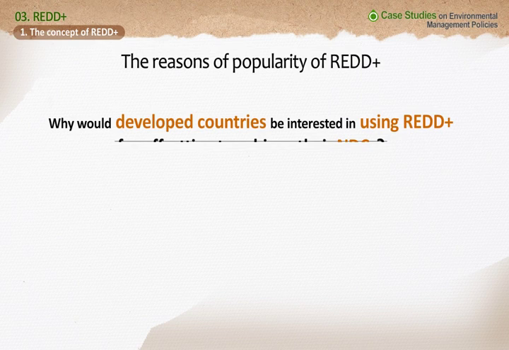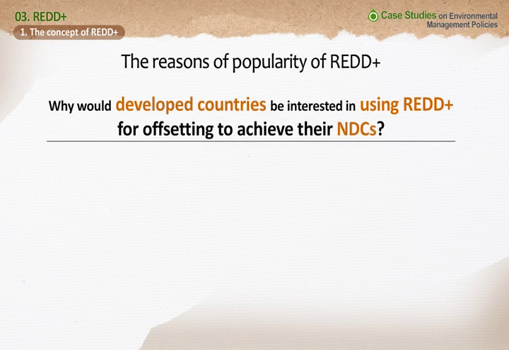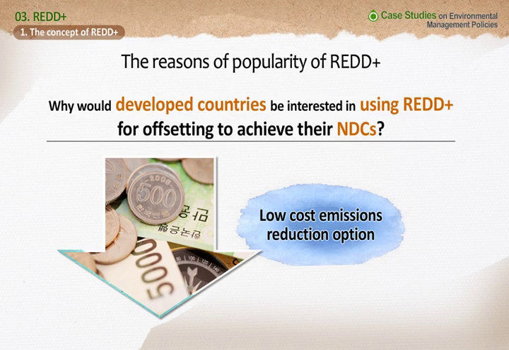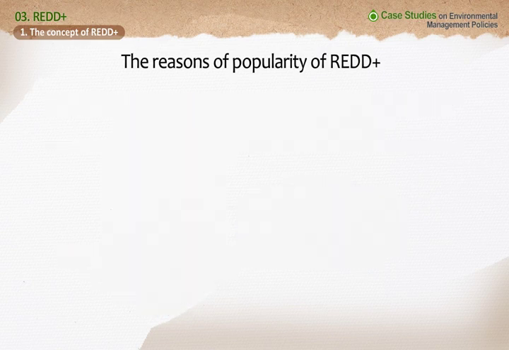A question here is, why would developed countries be interested in using REDD+ for offsetting to achieve their NDCs? The reason is that REDD+ is considered to be a relatively low-cost emissions reduction option, compared to the options that developed countries have available to them.